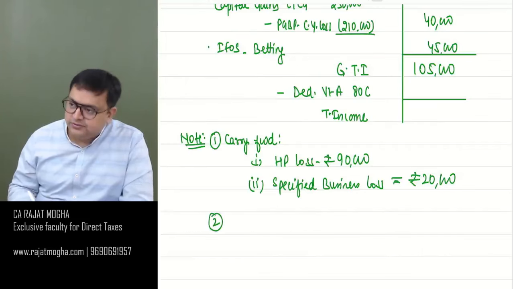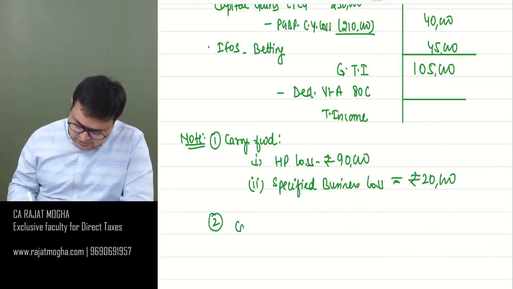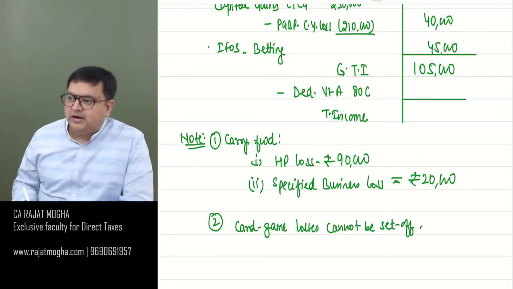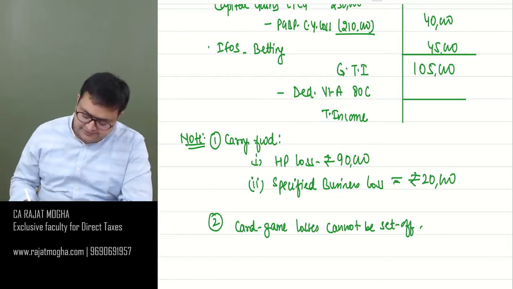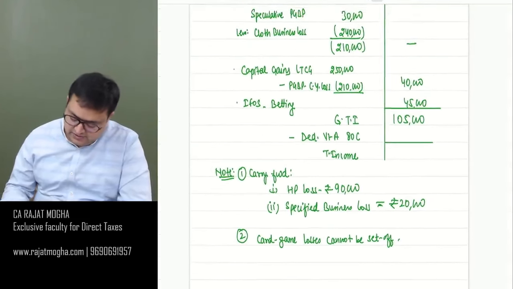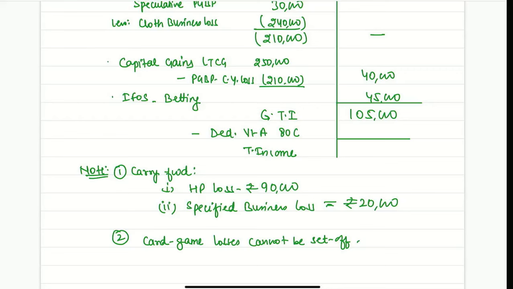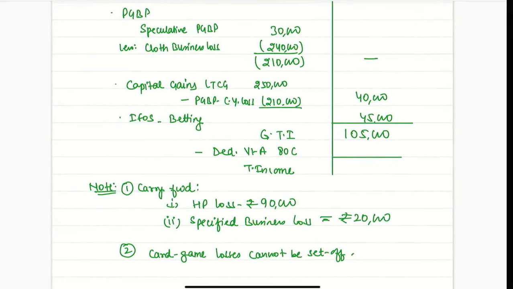Note number 2. Card game losses cannot be set off. Okay. Have you done till here, everybody? Very good.